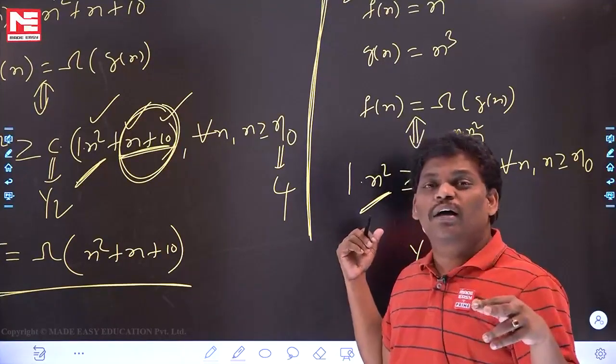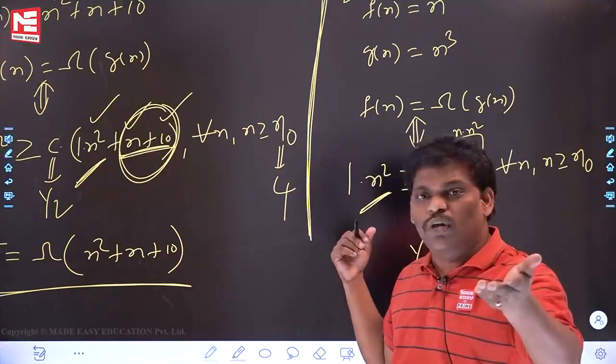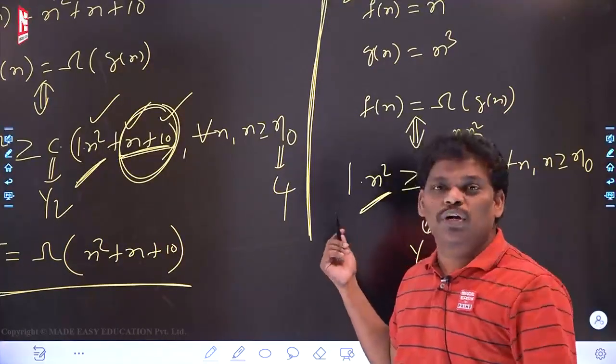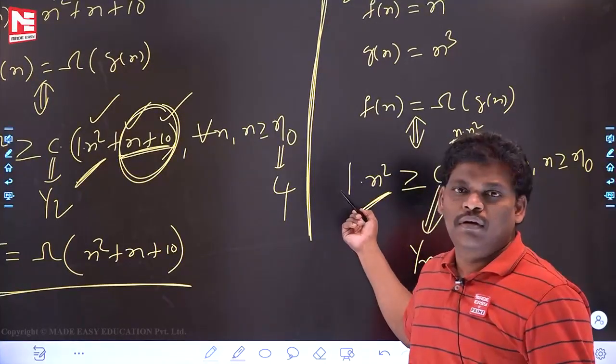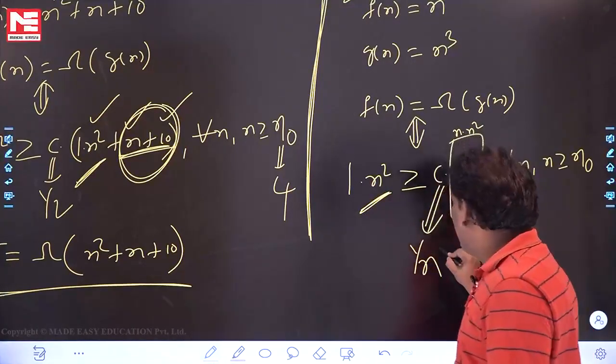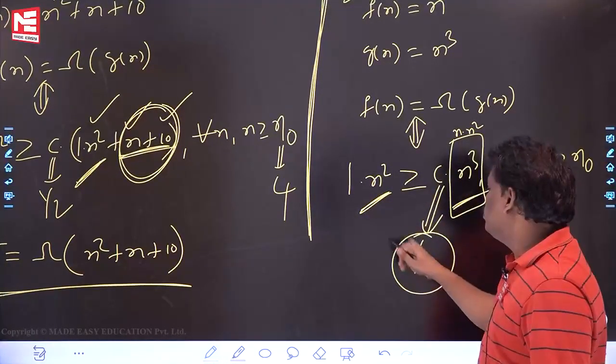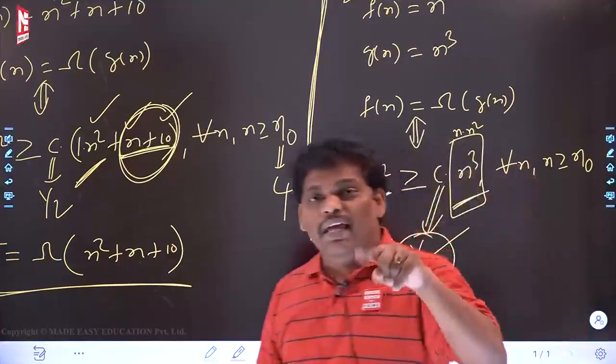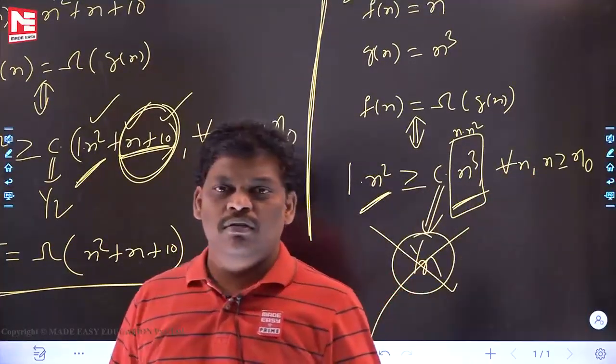So what is the meaning of omega? Greater than or equal to. Equal is also okay. Left equal or left greater, that is okay. I think it became equal. But the problem is what? You have taken C value 1 by n, which is a function, which is not allowed. Right? 1 by n changes, the value will change.